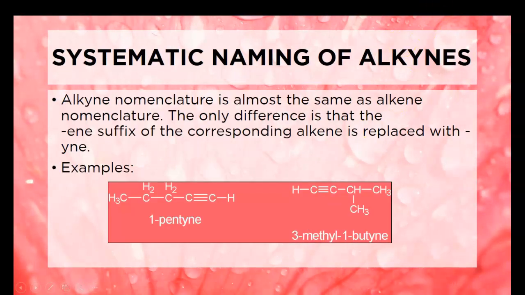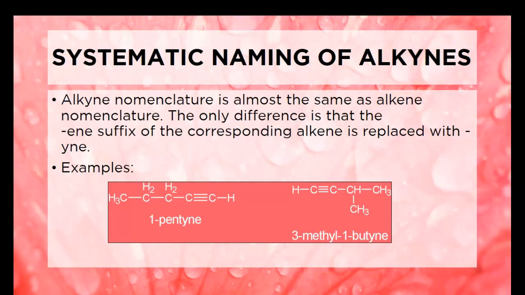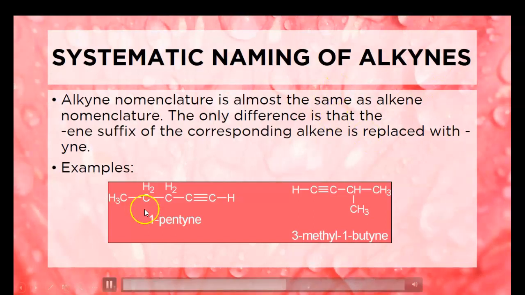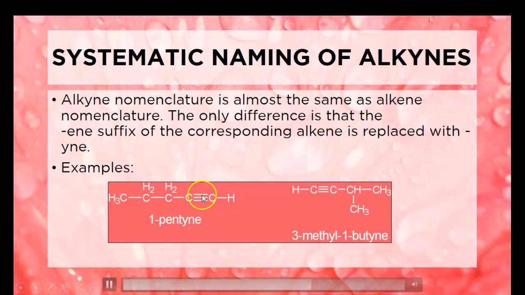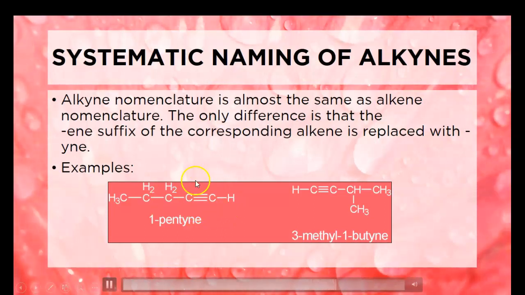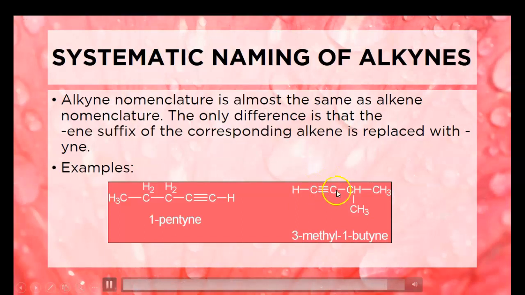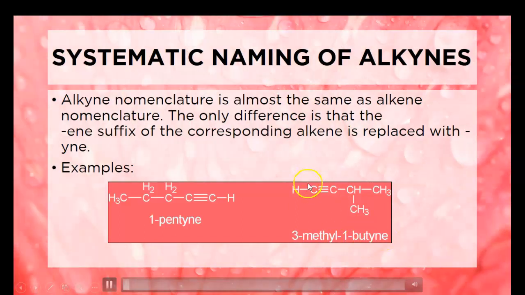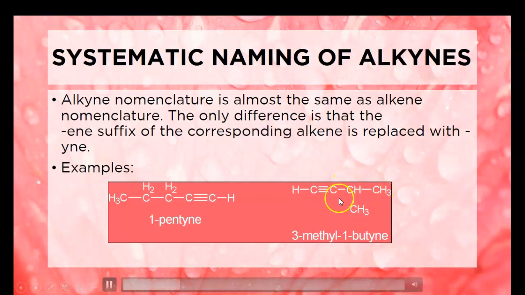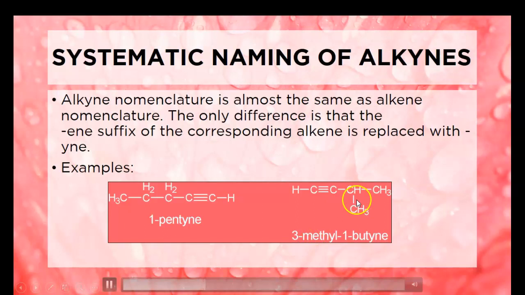Some more examples of alkynes, you have 1 pentyne, which has, notice, it's a 5 carbon chain, and that triple bond happens on the first carbon, the lowest carbon. This one, it happens on the lowest carbon, so we're going to call it 1 butyne because there's 4 carbons. There is a methyl group off the 3rd carbon, so let's call it 3 methyl 1 butyne.